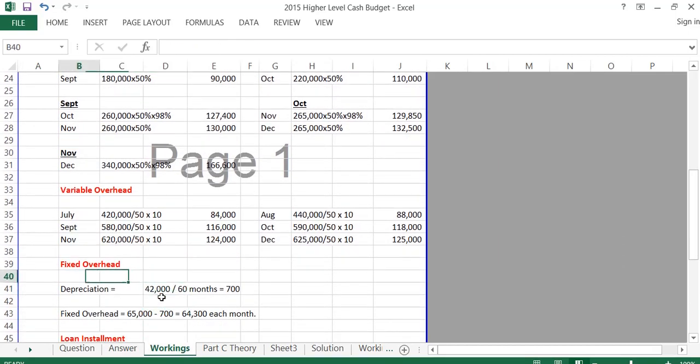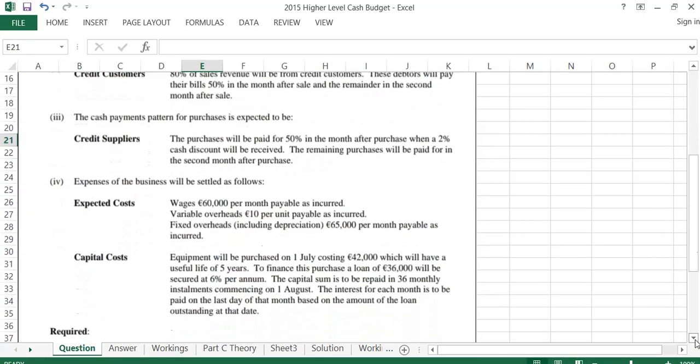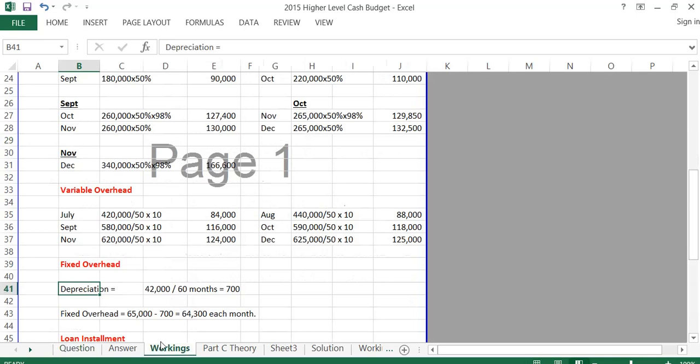First of all, I need to calculate my depreciation. So what do you depreciate? You depreciate fixed assets. So what fixed assets did we have? You can see down here. We purchased equipment for 42,000, and that has a useful life of 5 years. Now 5 years is 60 months. So to get the depreciation per month, I'm just going to get 42,000 divided by 60 months is 700 euro. So the depreciation each month is 700 euro.